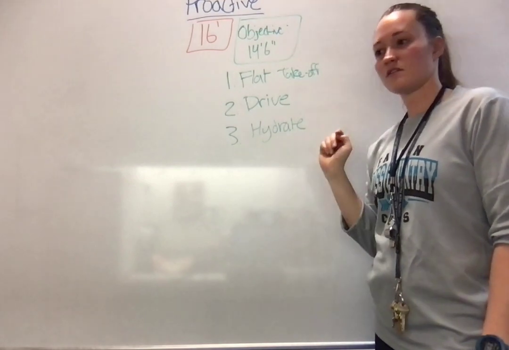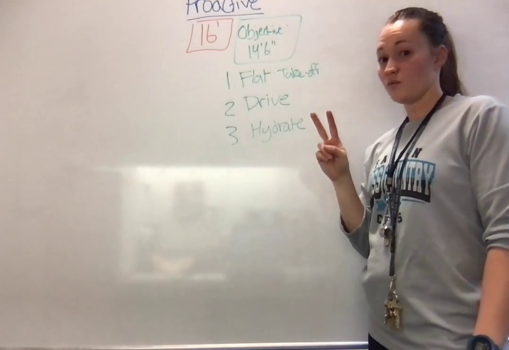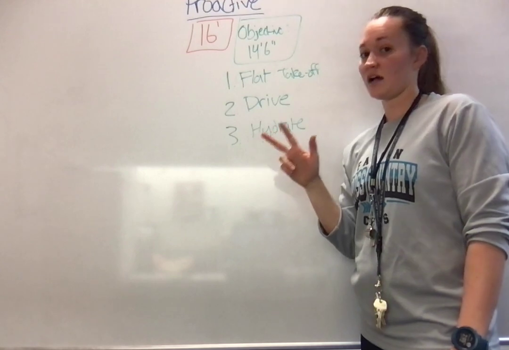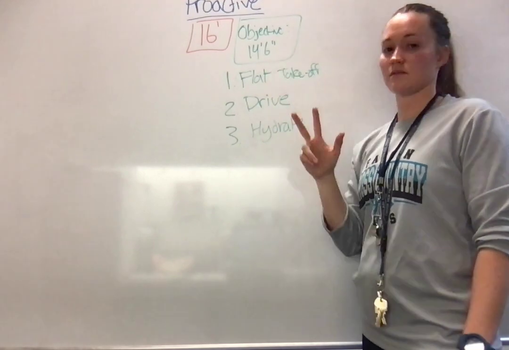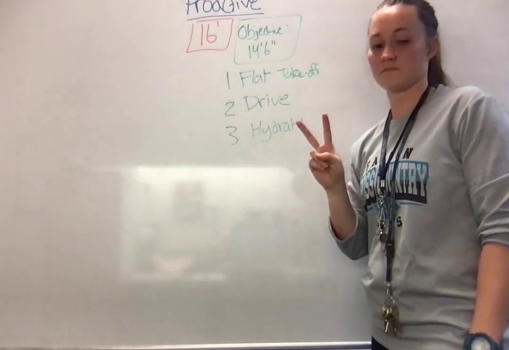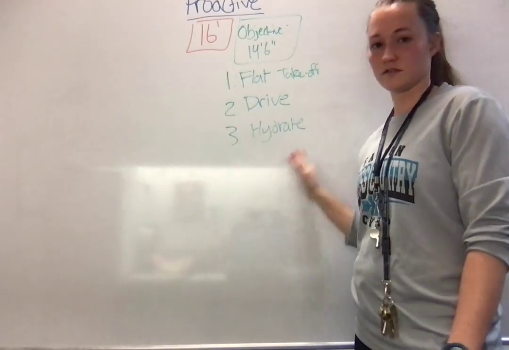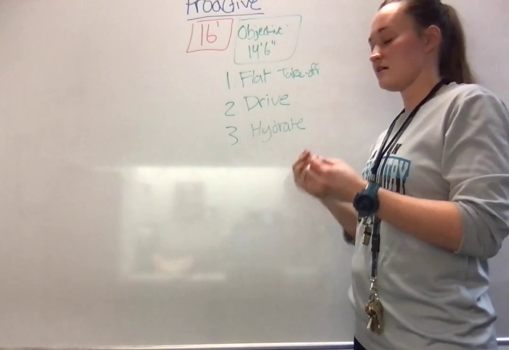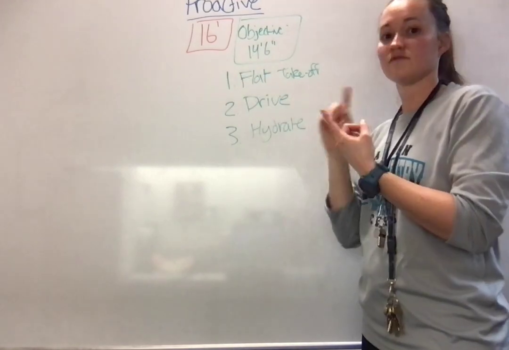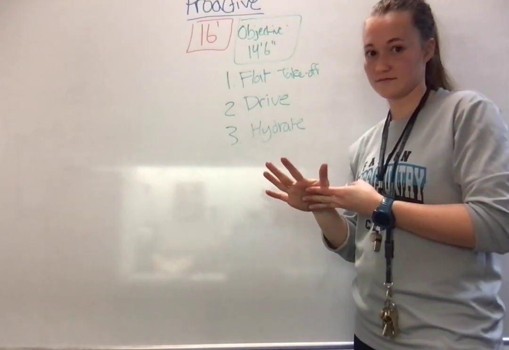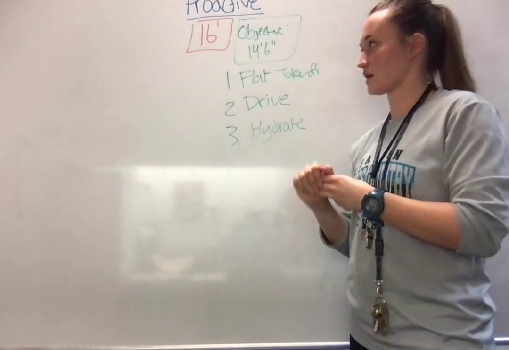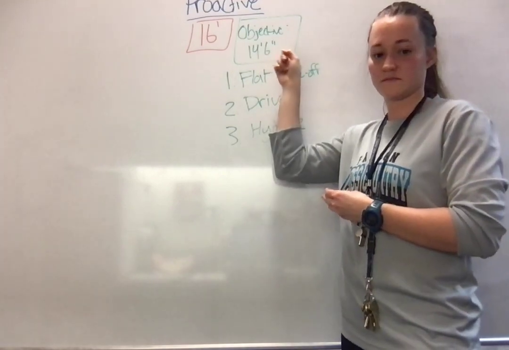Objectives are going to last anywhere from 1 to 2 weeks. We can push them to 3. Ideally though, we want our objectives to be something that we can get within a 2-week time frame, okay? So this is what I want you to reference every single day before practice: okay, today, flat takeoff, drive, hydrate. Those are the 3 things that I need to be working on that's going to get me to this objective, okay?